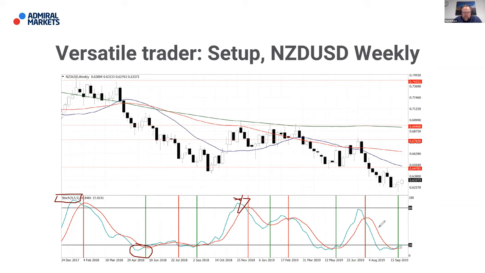So when we see, for example here, the slower stochastic line, the signal line, and the stochastic line crossing, the faster line is crossing beneath the slower line. That's where I'm drawing in a red vertical line on my MetaTrader, because that gives me an indication that, in this particular case, weekly momentum is bearish.